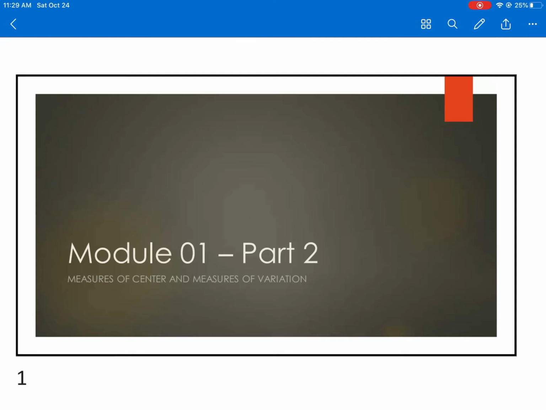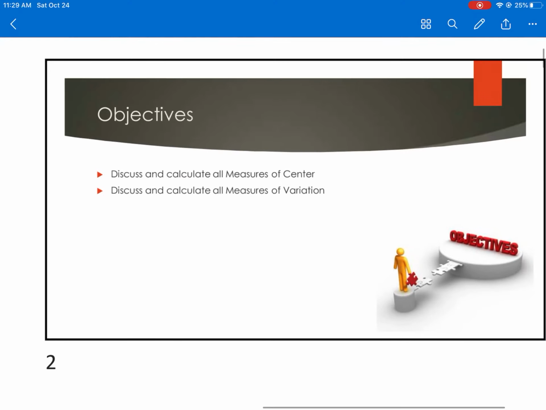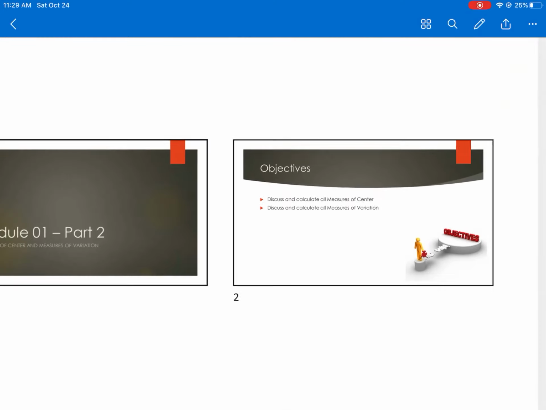Here's where we're going to talk about measures of center and measures of variance. So this Part 2 is going to help you answer your Deliverable 1 questions 2 through 4. Two objectives: to discuss and calculate all measures of center, and then to discuss and calculate all measures of variation.